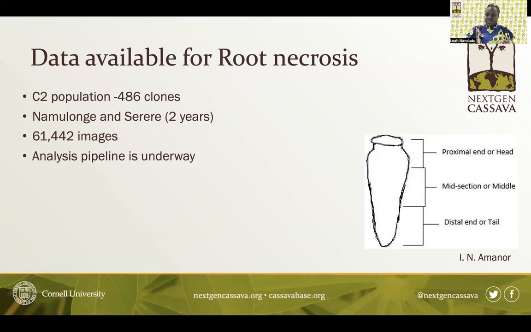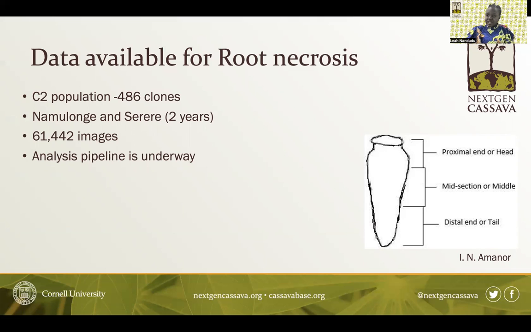And how these images were collected is we did from each plant in a plot. So a plot is made up of 10 plants. So from each plant, we randomly collected 5 roots that were sliced at the head, the middle part, and the tail. And we took pictures at the 3 parts of these roots for root necrosis. Now, an analysis pipeline is at its later stages, so we're about to use the pipeline.